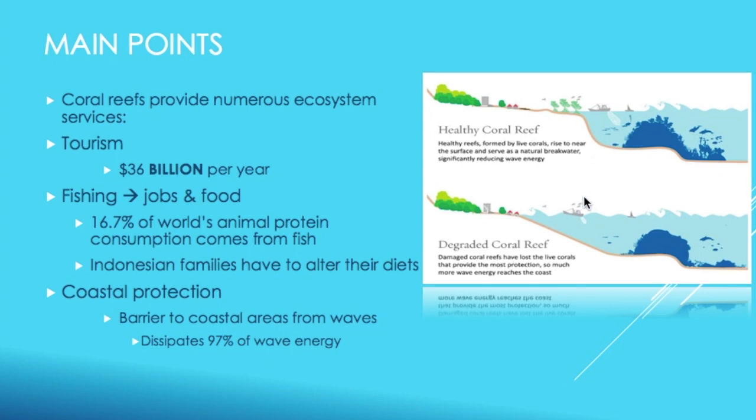This picture over here is just a diagram to show you what happens when there's healthy coral and when there's degraded coral. When there's degraded coral, you can see how it's shrunken, and the waves are more powerful and can actually come up closer to the coast.